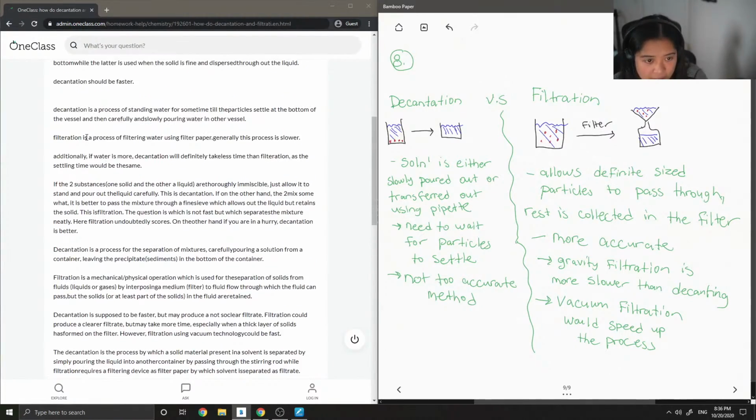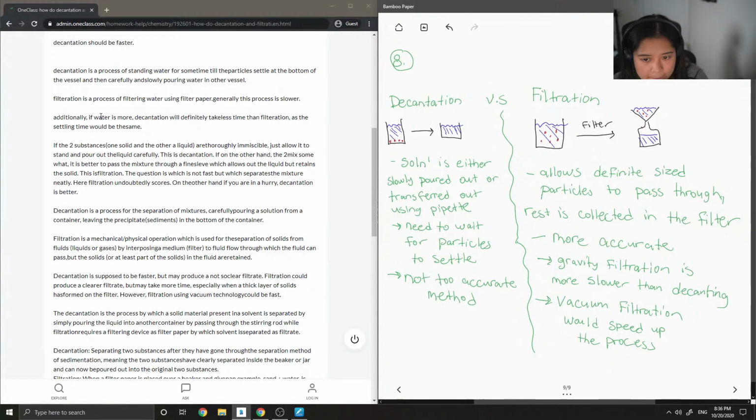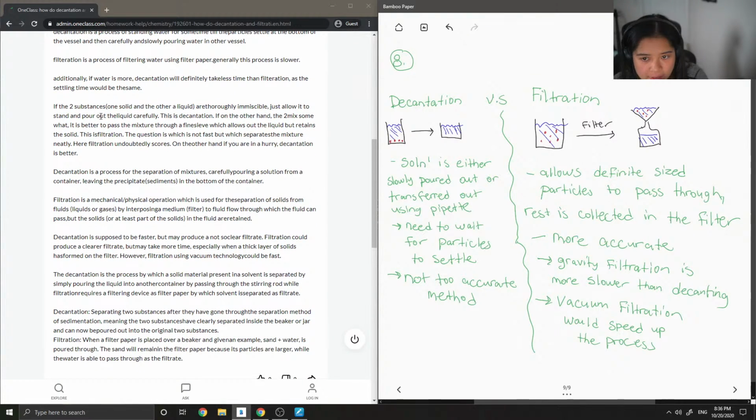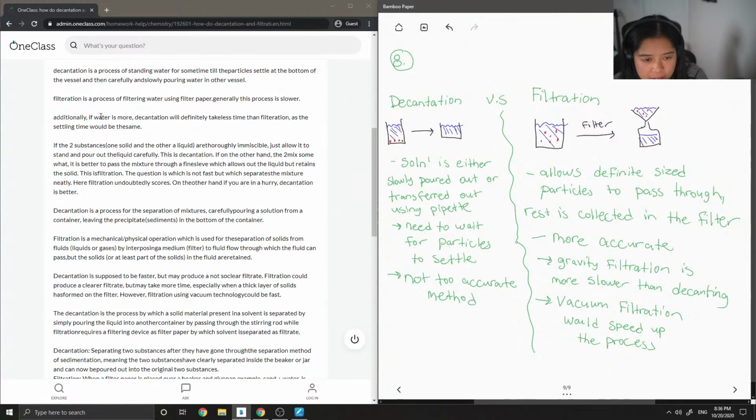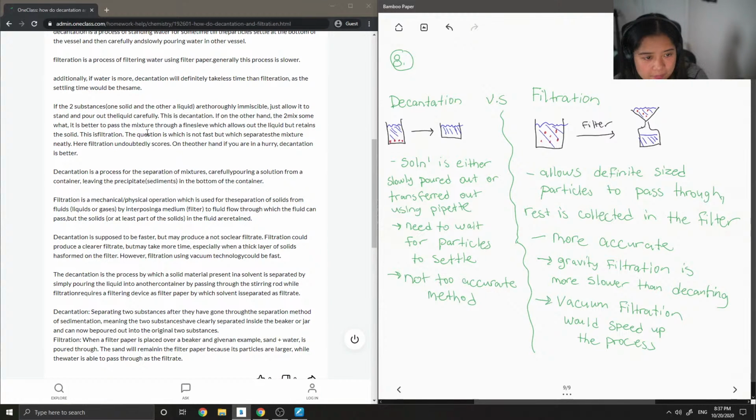This is a long answer. Let me just read through it. They go into detail about if more water is used, decantation will definitely take less time than filtering. Yeah, it also depends on how much water you actually have.